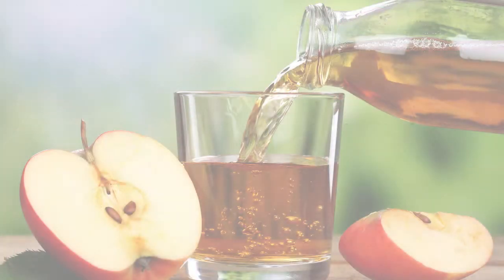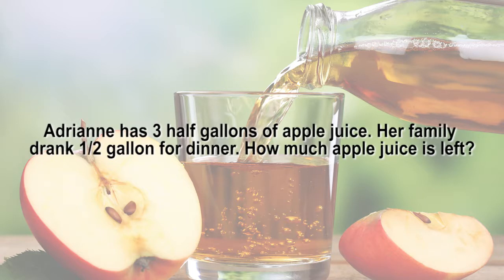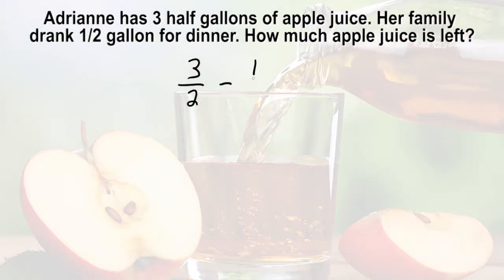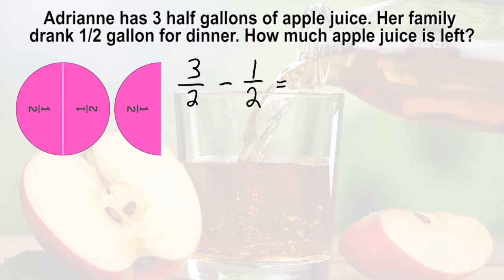Let's look at our next problem. Adrienne has 3/2 gallons of apple juice. Her family drank 1/2 gallon for dinner. How much apple juice is left? The equation can be written as 3/2 minus 1/2 equals what? The solution could be represented by using fraction circles or drawing circles. 3/2 minus 1/2 equals 1 whole.